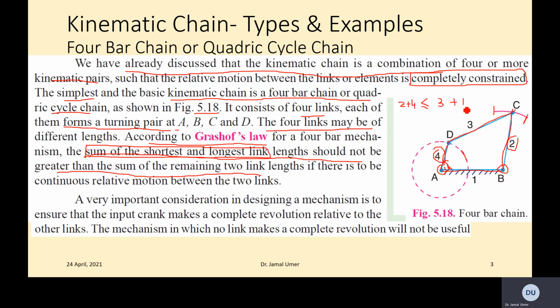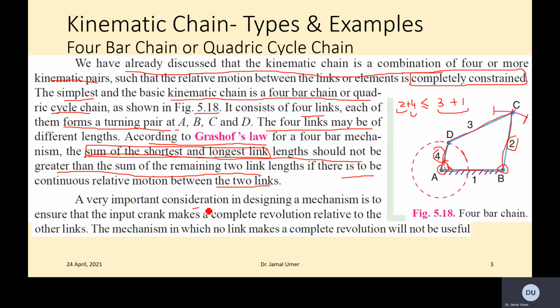So Grashof's law was a very useful law to find out if the mechanism will do any useful work. And what was the condition? Very simple. The sum of the shortest and longest link must be less than or equal to the sum of the other 2 links. This is required if there is to be continuous relative motion between the links.